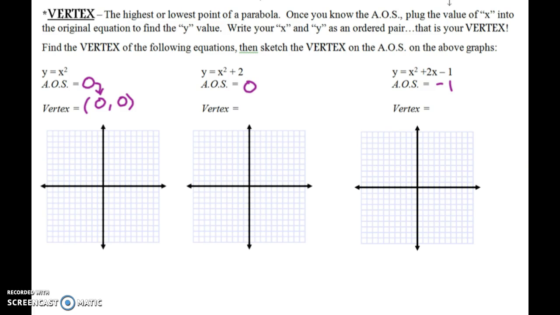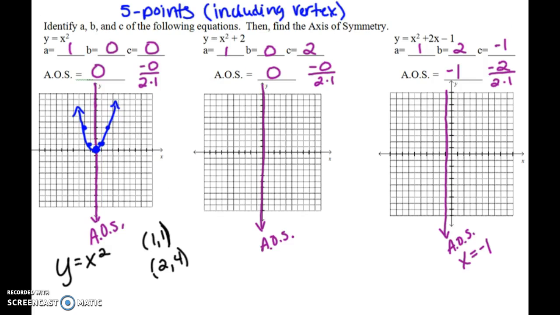So I'm going to take that 0, and that's going to become my x value of the vertex. When I plug it into the formula, x squared plus 2, I get 0 plus 2, which is 2. So my vertex on the second graph is 0, 2. And then we're going to do the same thing again. So this was my formula that we're using, my quadratic equation.